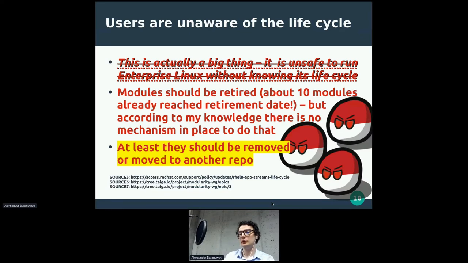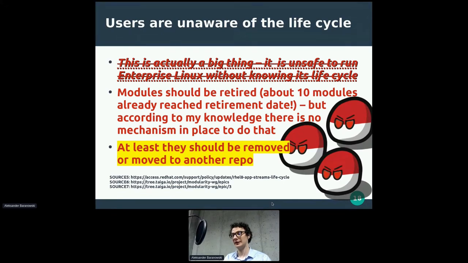And if you look, I always included the sources for this information. So there is a RHEL 8 support policy for different streams. You can go to the Taiga modularity project, and you will see that the third epic is the epic for the life cycle of the module, and this epic is not completed. And let's be honest, we are talking about Enterprise Linux, especially Red Hat Enterprise Linux, the most stable platform.